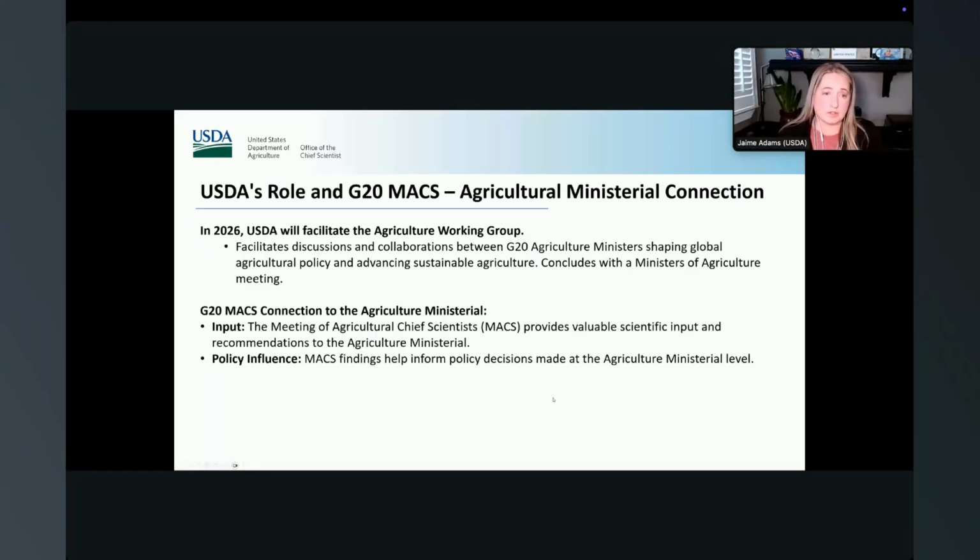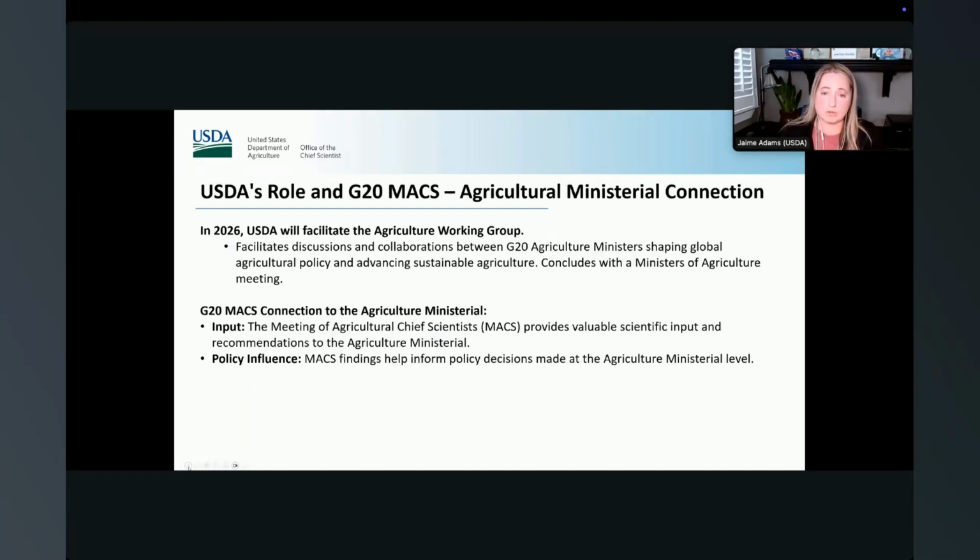And so what is USDA's role and what is the G20 MACS? The G20 MACS is a component of the Agriculture Working Group. So as I mentioned earlier, there are two tracks, the financial track and the Sherpa track. The Agricultural Working Group, as I mentioned, sits under the Sherpa track. It facilitates discussions and collaborations between the G20 agriculture ministers. So in our case, in the United States, the Secretary of Agriculture. Mexico is also a Secretary of Agriculture. There is a Minister of Agriculture in Canada, and so on and so forth.